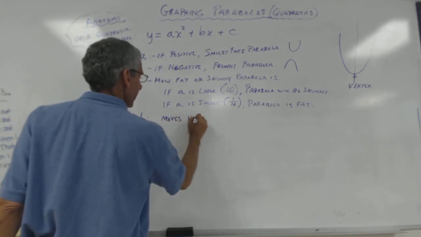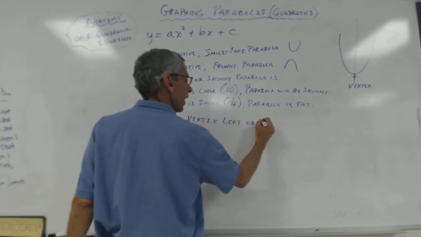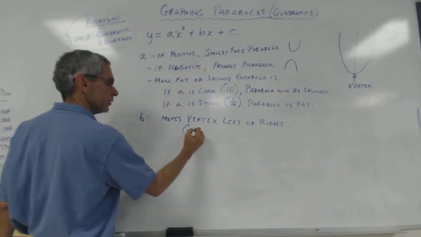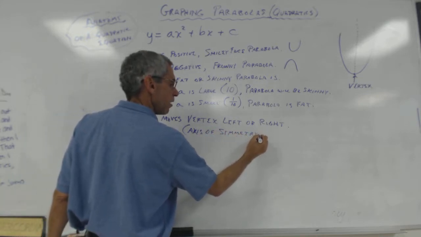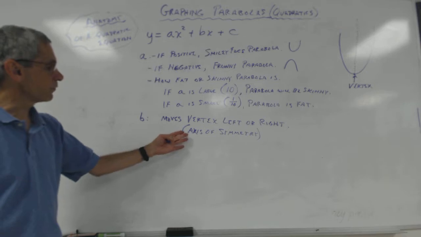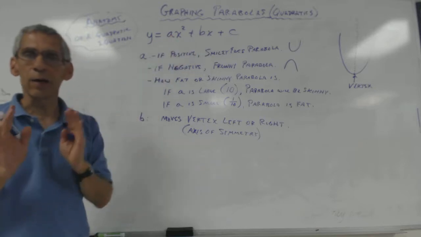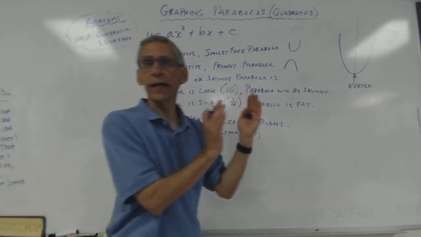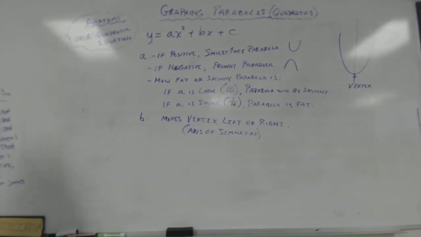It moves the vertex left or right. Now, you have to use something called the axis of symmetry formula to find how far it moves to the left or the right. I'm not going to teach that right now, but you do have to know that the axis of symmetry formula is what you use to figure it out. B is not like a number. If it says 8x, it doesn't mean you go over to the right 8. If it's -7, it doesn't mean you move the vertex over 7.